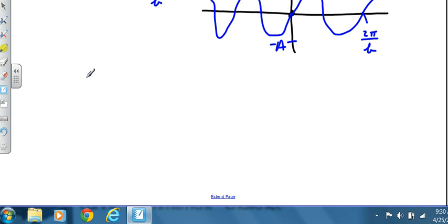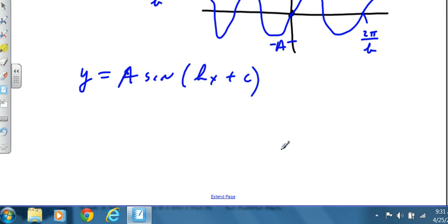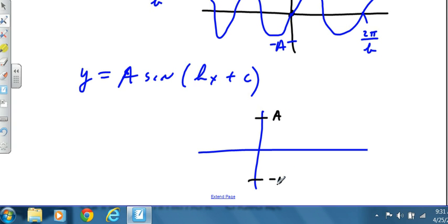Alright, so now the issue is, if y is equal to a sine of bx plus c, what's going to happen? Well, I'm still a sine function. I can only go up to a, I can only go down to minus a. I still have a period, which is still 2 pi over b, whatever that is. But now I have a phase shift associated with this. So where is the 0? When is bx plus c equal to 0?